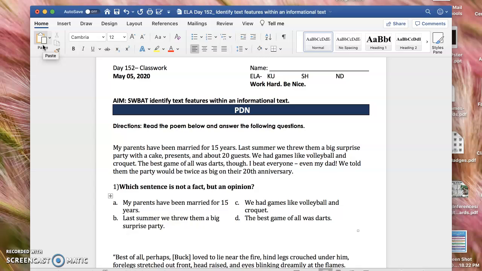Good news, I ordered my webcam. It is on its way. So hopefully by next week I'll be able to record videos with my face. But anyway, we're gonna go ahead and keep on working.